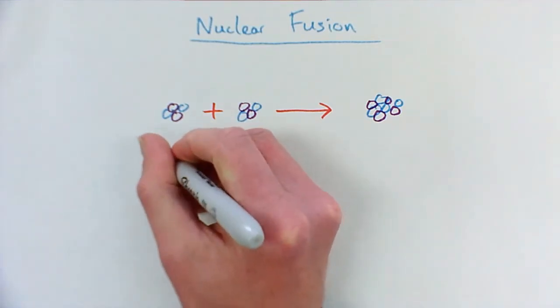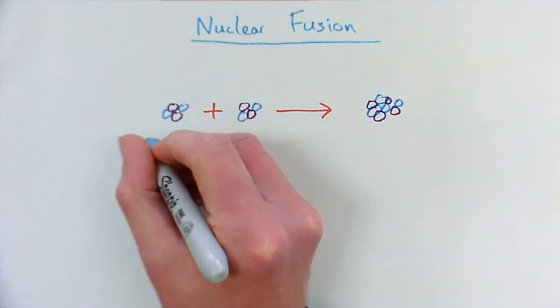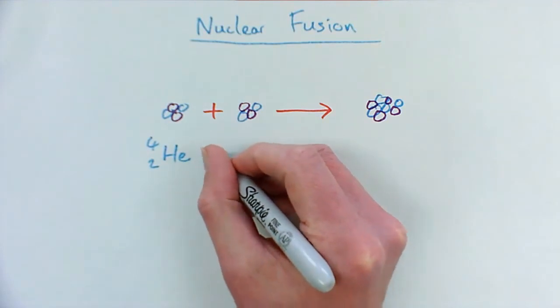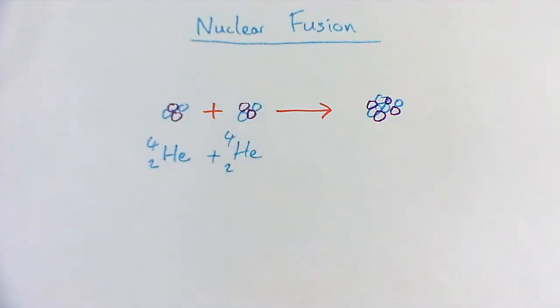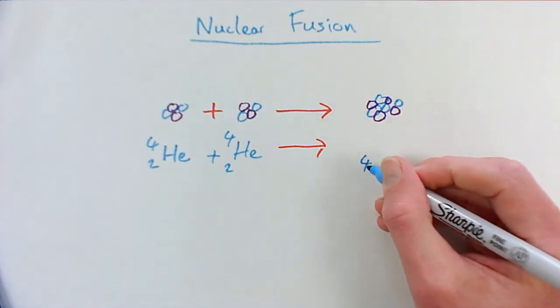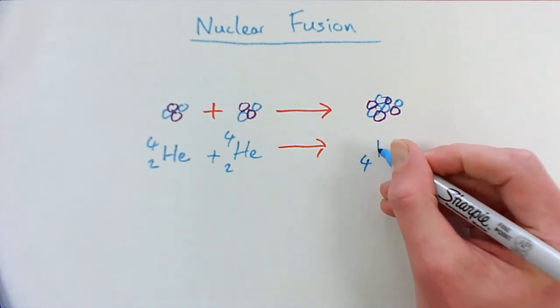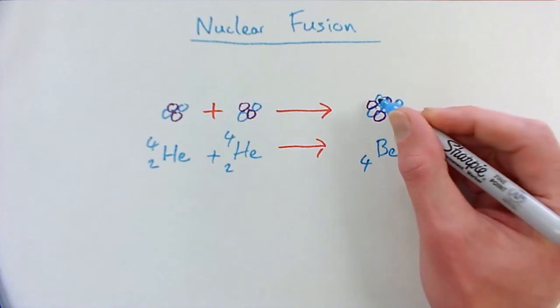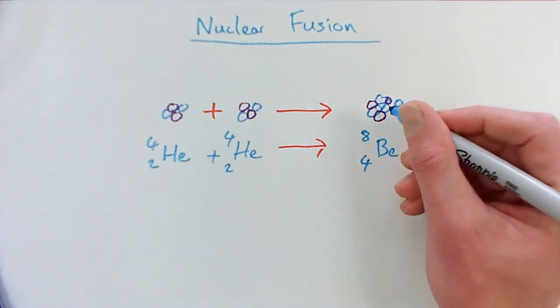So we've got helium, 2 protons, and 2 protons plus 2 neutrons is 4, fused with another helium, and that forms, in this case, a heavier nucleus with 4 protons. And if you look that up in your periodic table, the element with the atomic number 4, or 4 protons, is beryllium. And here we've got 1, 2, 3, 4, 5, 6, 7, 8 protons plus neutrons.